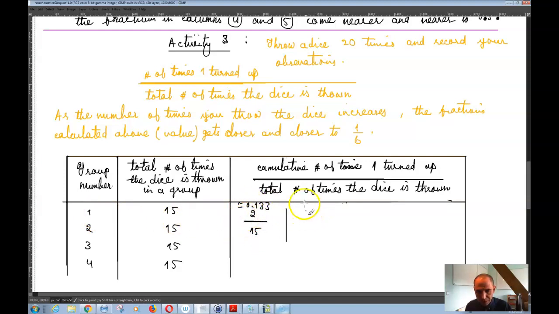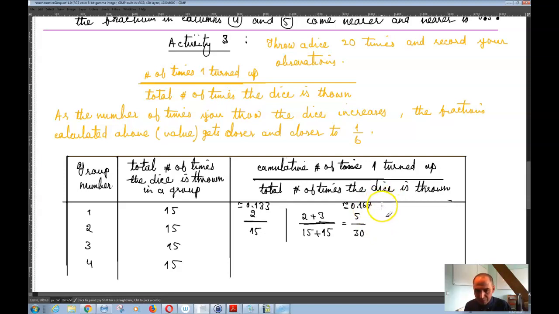So 2/15, and when we get to group 2, you already have 2/15. You throw the dice another 15 times, not 5 times, but 15 times. Let's say you get another 3 ones. So that's basically 5/30ths, which is the same thing as, for example, 0.167, approximately 0.167.